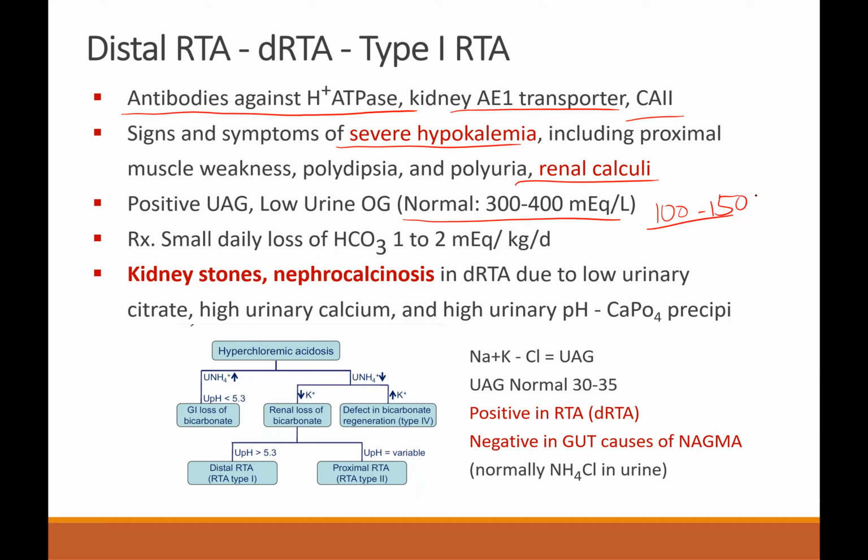How to get the osmolar gap? Say osmolarity, same as the formula there: sodium into 2 plus urea divided by 1.8 and glucose divided by 18. Here, sodium plus potassium also you have to add. That's the only difference. Otherwise, the calculated osmolarity minus the measured osmolarity, the difference is called the urine osmolar gap. Okay, a positive UAG and a low urine osmolar gap feature distal tubular acidosis.